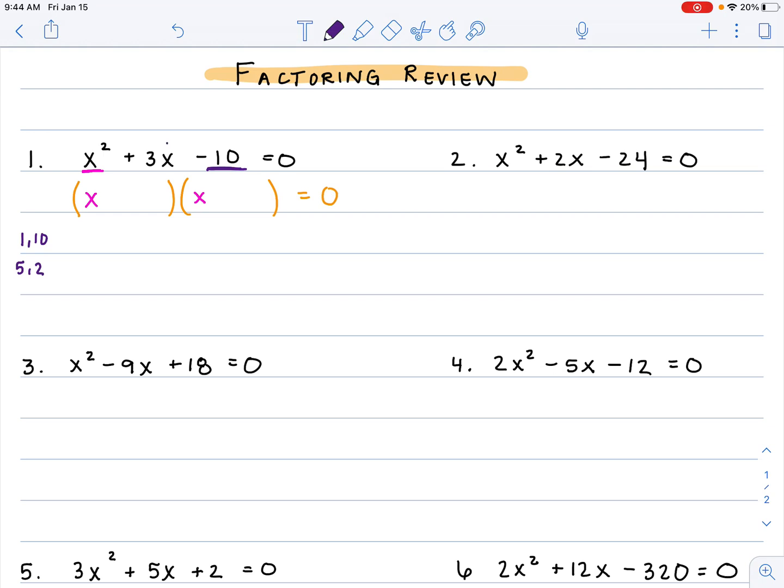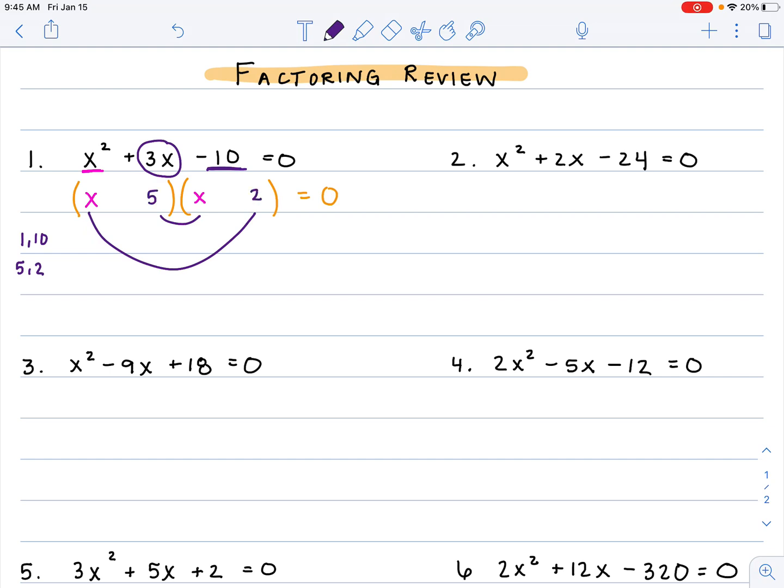All right, and our goal is when we put those in there, they should add up or subtract to 3x. So let's try 1 and 10 first. If I put 1 and 10 in there, if I do 1 times x, I get x. If I do x times 10, I get 10x. Is there any way you can combine x and 10x to make it 3x? No. So 1 and 10 are not the answers here.